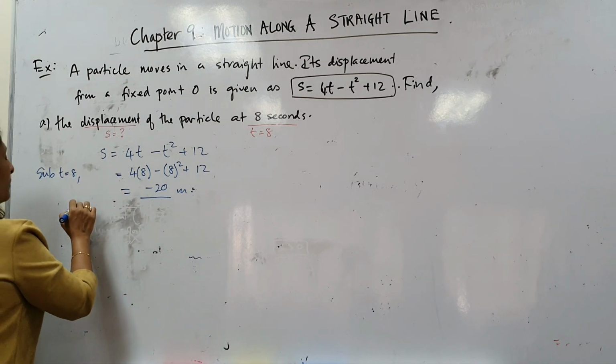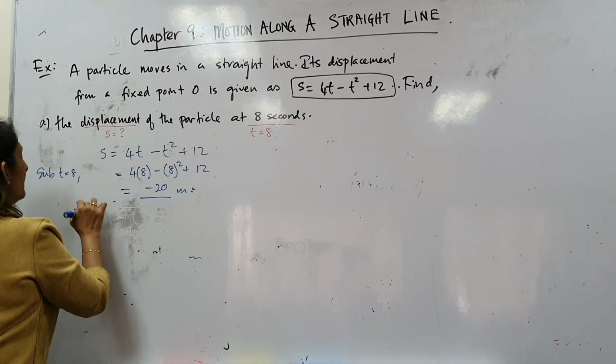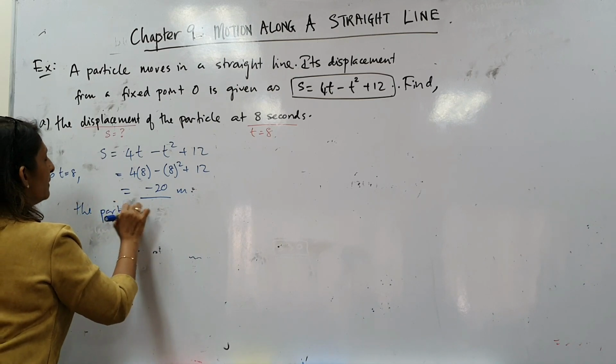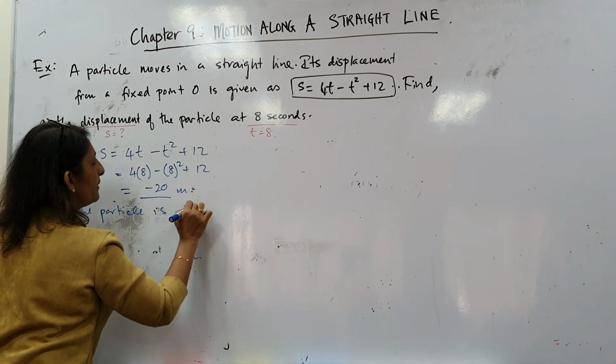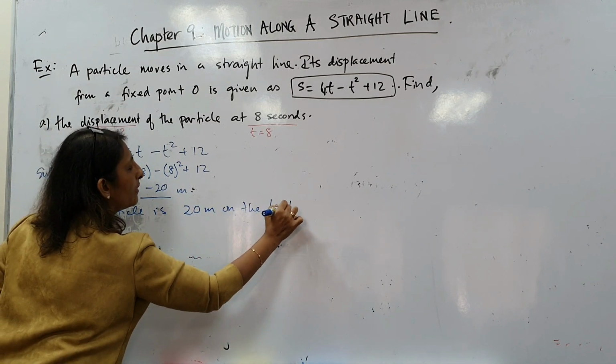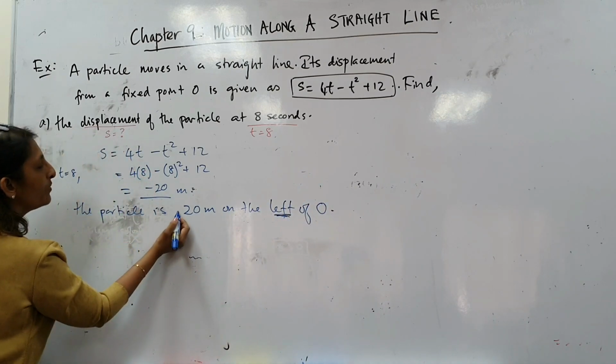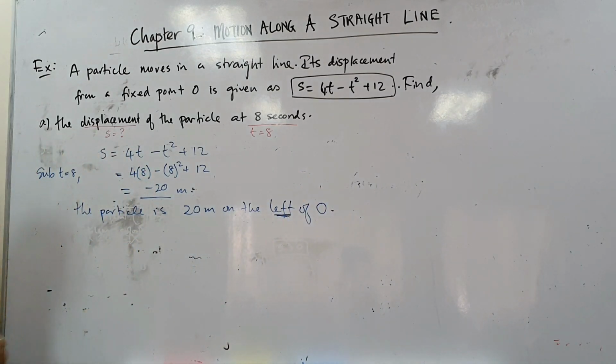So you can write down your conclusion. Okay, the particle is 20 meters on the left of O. Okay, so the word left here, no need to put negative. Okay, you got negative, no need to put negative there. So that's your conclusion for question A. Okay, now we go to the next one, question B.